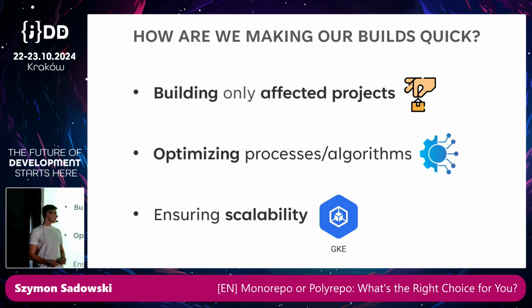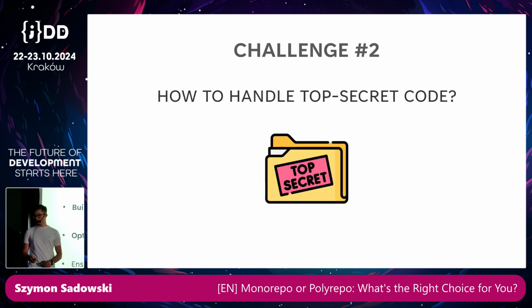Optimizing processes and algorithms. So for making this one size fits all, there can be a lot of conditional logic. So we need to make sure that it's performant. And we need to ensure scalability to not let our users wait in the build queue for their build to start. So in our case, we are running those builds on GKE, which allows us to scale up.